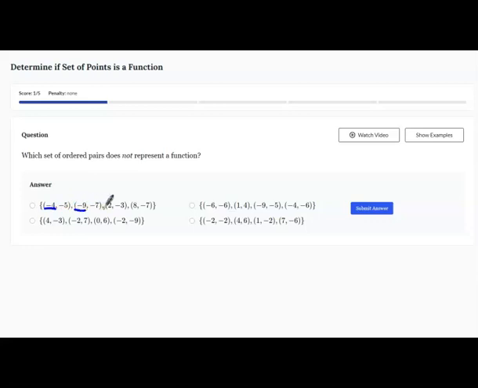Again, scan each of these x coordinates and look for repeating x's. We're looking for one that is not a function. We're looking for something that has repeating x's with different y's. And that means it's not a function.